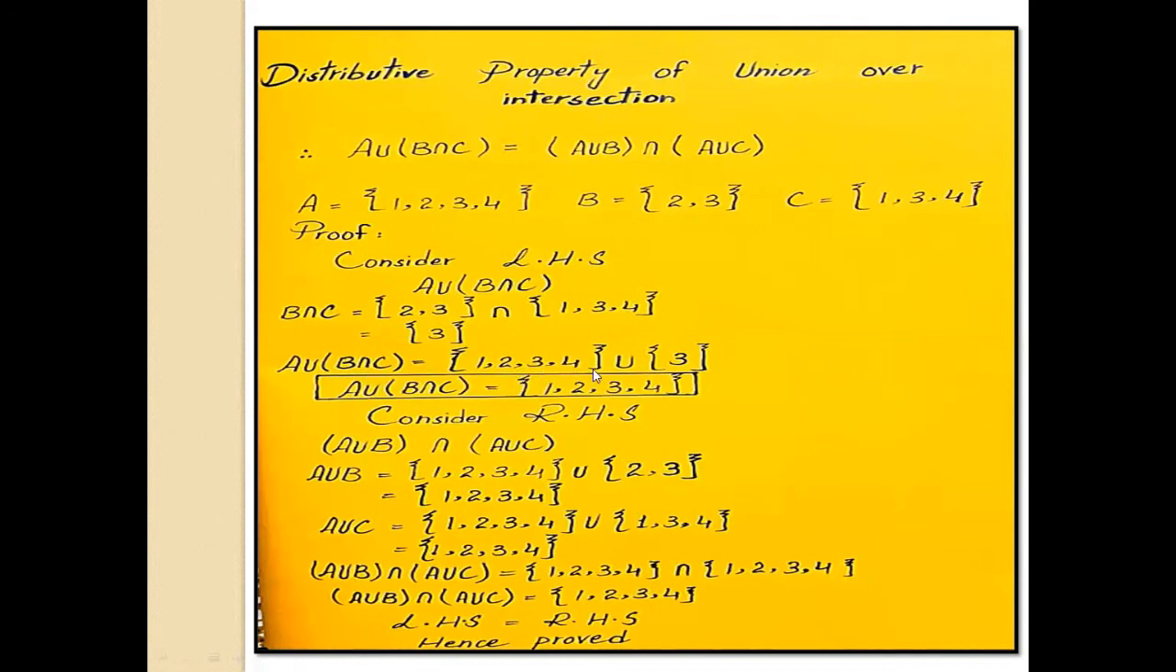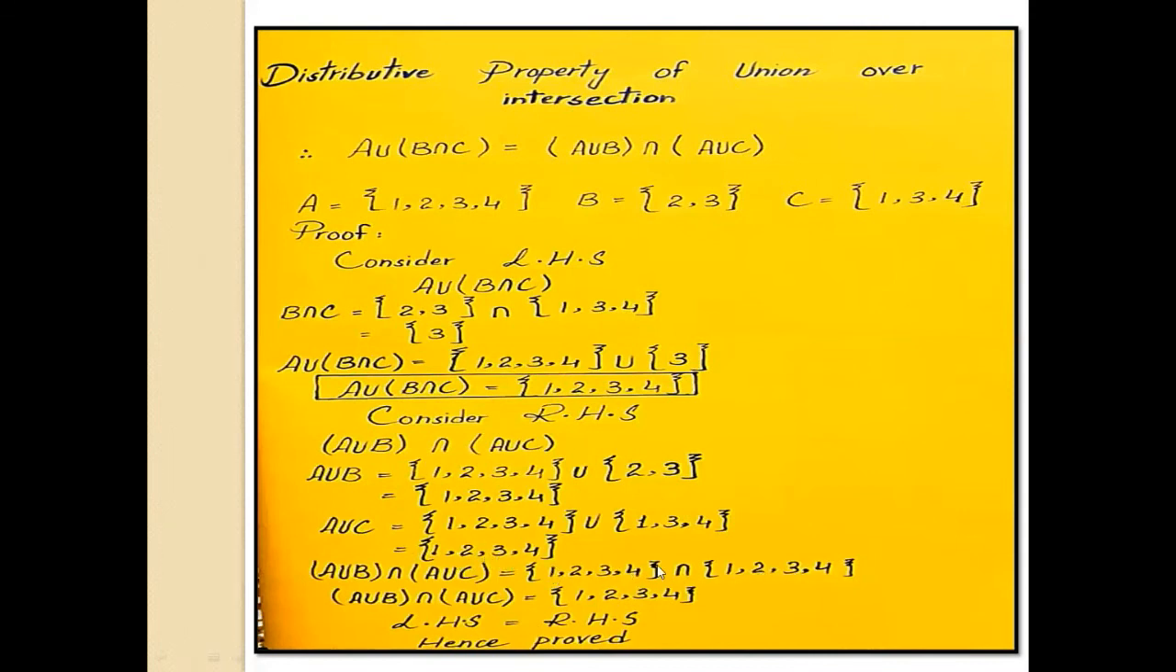Then the final step of left hand side is A union (B intersection C). Write the elements of set A: 1, 2, 3, 4. Union, the answer of B intersection C, that is 3, which we have solved above. The union of these two sets is 1, 2, 3, 4. Now consider the right hand side. Here we have two brackets, A union B and A union C. First we will solve A union B, then A union C, and then the intersection of both the sets. The answer of A union B is 1, 2, 3, 4. The answer of A union C is 1, 2, 3, 4.